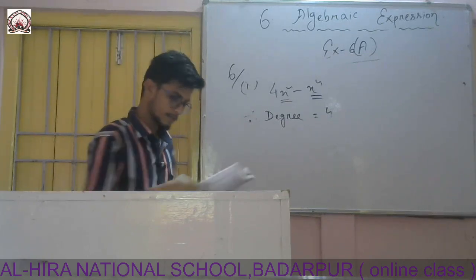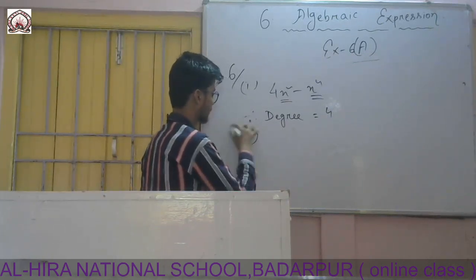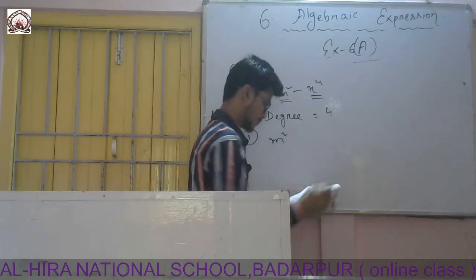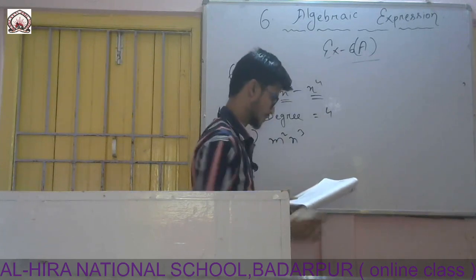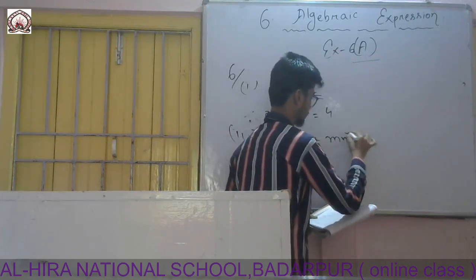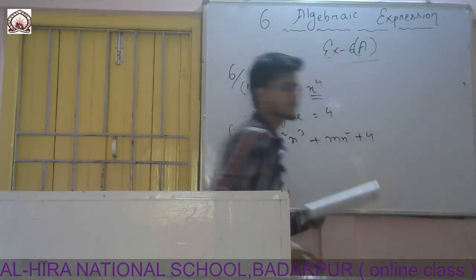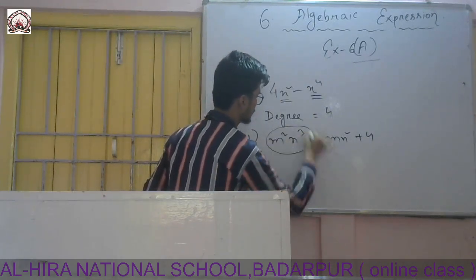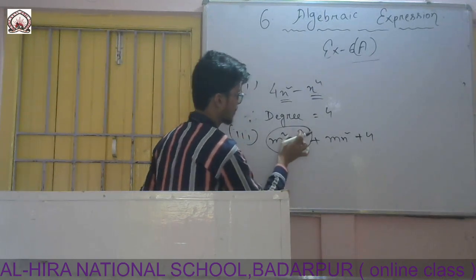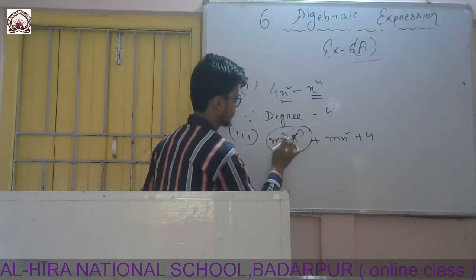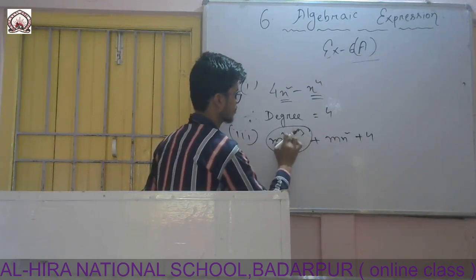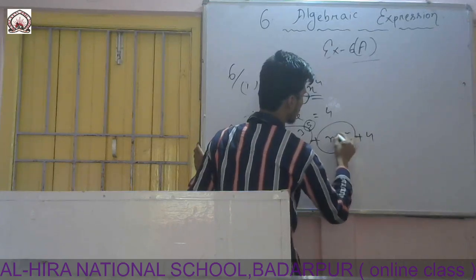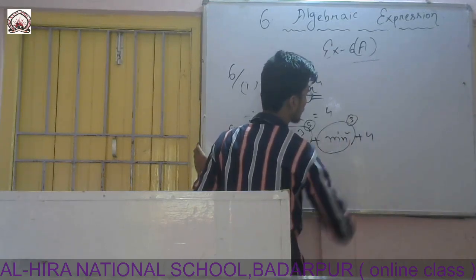In case of Roman number 3, how to find the degree? There are two terms, and these two variables are given, both of them have powers, n square plus 4. So in this case we simply take out the sum of the powers of these two, that means one term. The first term is m square n cube, so 2 plus 3 is 5. Here it is 2 and there it is 1, so 2 plus 1 is 3, and there it is nothing.